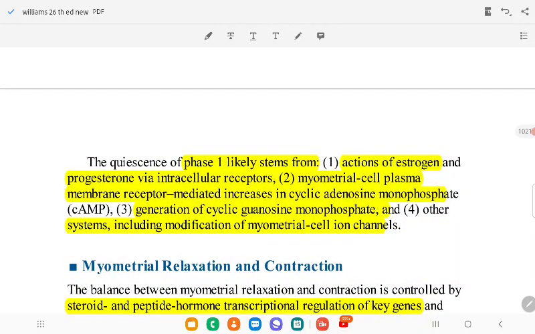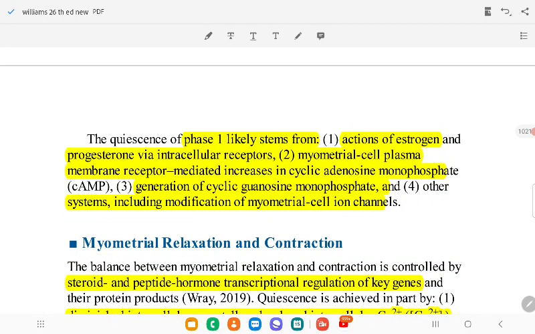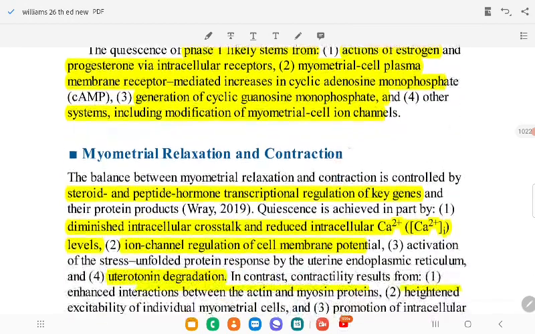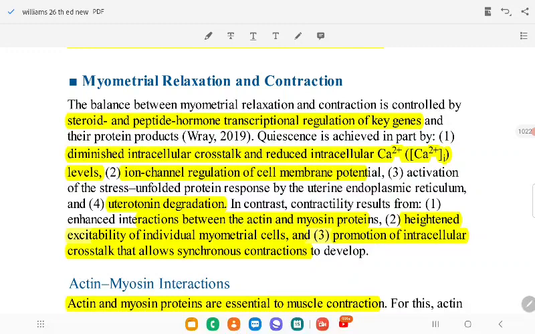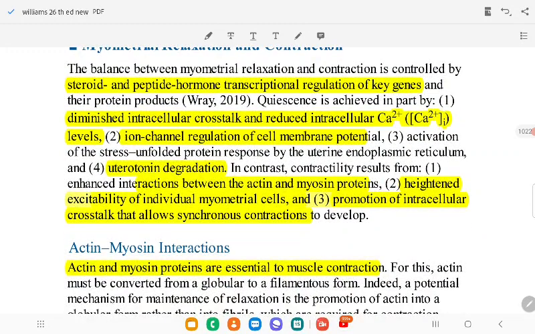The question's phase 1 likely stems from the factors and actions of estrogen and progesterone through intracellular receptors, and myometrial cell plasma membrane receptor-mediated increased cyclic AMP, generation of cGMP, and other systems including the myometrial cell ion channel. First one is myometrial relaxation and contraction. How will it maintain the relaxation and contraction?